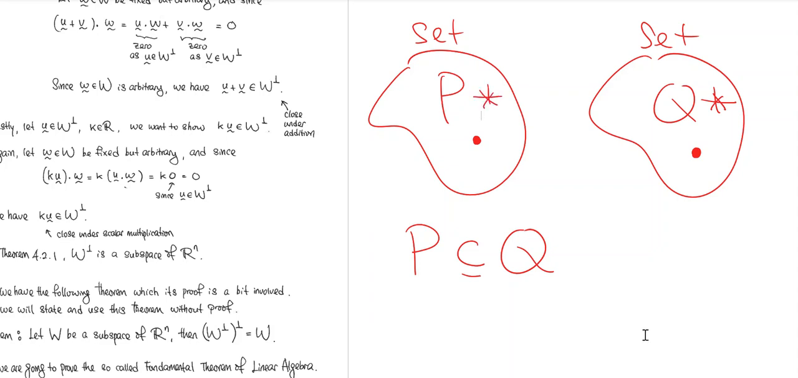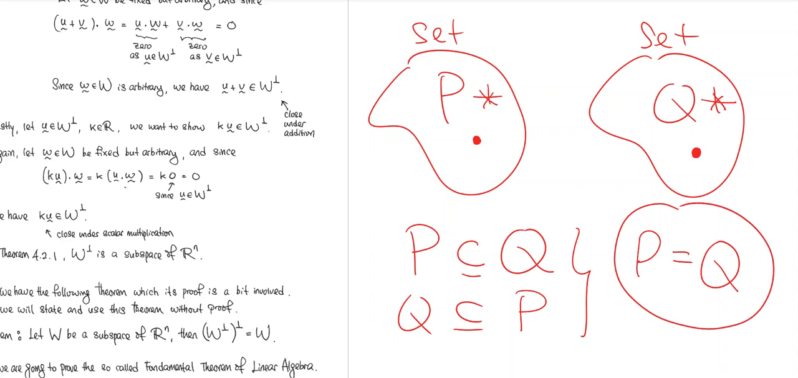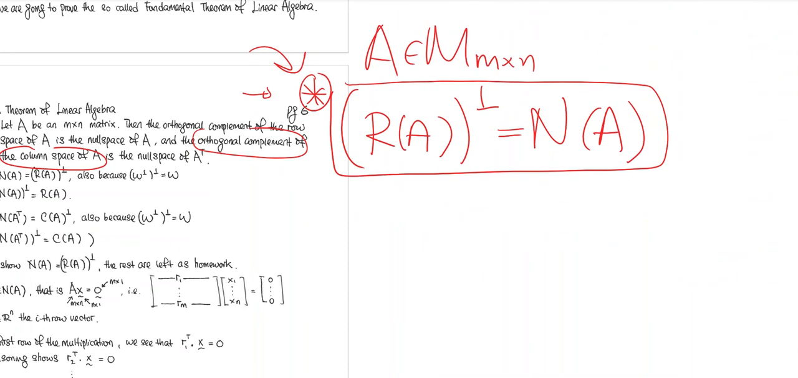So if you can show that all the elements in Q are also in P, that means that Q is a subset of P. So once you establish these two inclusions, you will be able to conclude that these two sets are the same. This is how we show that two sets are equal. This is set equality. Set equality means that every element in here is in here, and every element in here is in here.